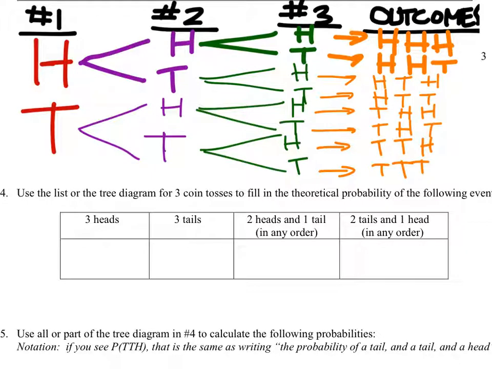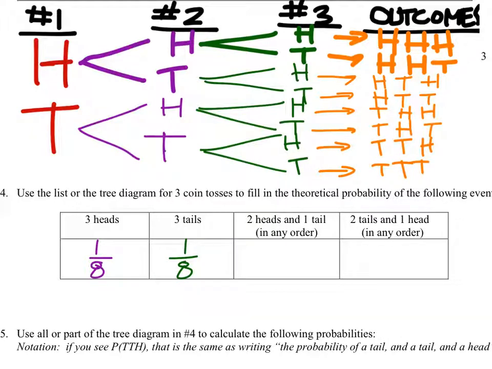All right. Use the list or the tree diagram for 3 coin tosses to fill in the theoretical probability of each of the following events. What is the probability of getting 3 heads? Well, there's only one possibility there out of the 8 that has 3 heads. For 3 tails, it's the same. There's only one out of the 8 that has 3 tails. Right there at the bottom.